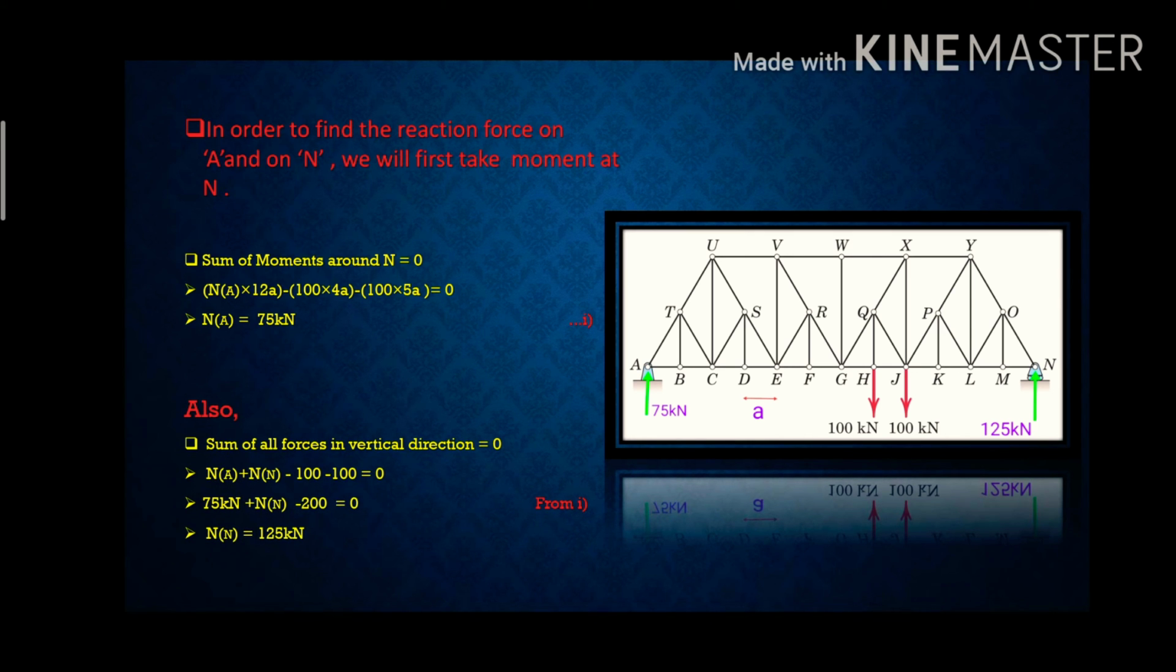Also, we have to find the reaction force at point N. In order to do that, we have to sum up all the forces in the vertical direction to be 0 because it is a non-accelerated frame. So writing up an equation for the forces in the vertical direction, from there we get the reaction force at point N to be 125 kilonewton. Now, let's move to the next slide.